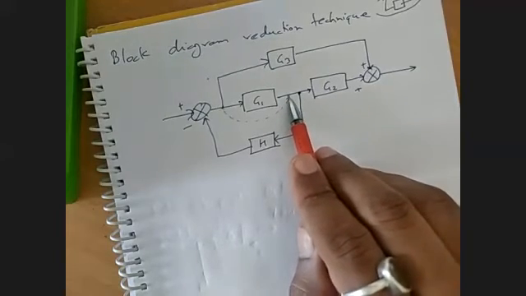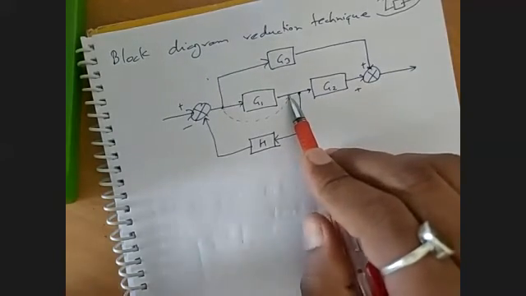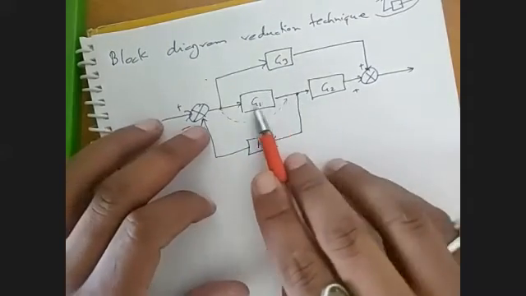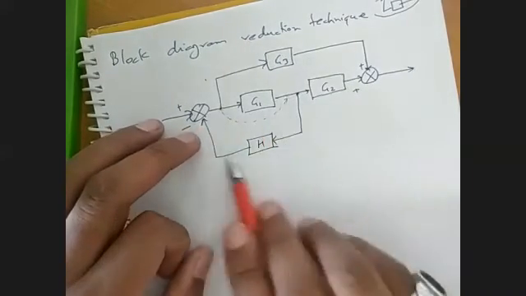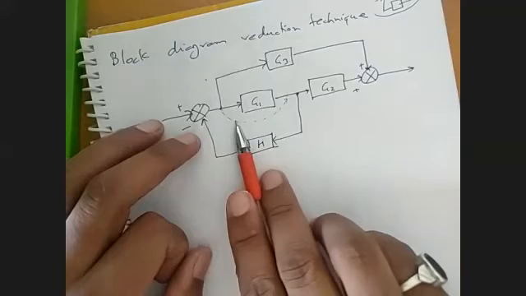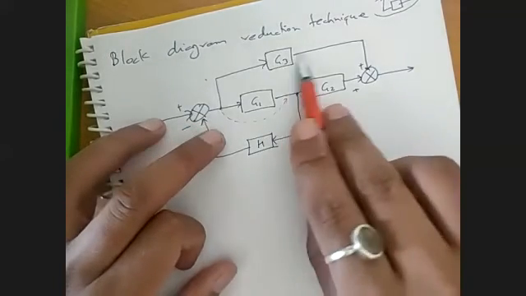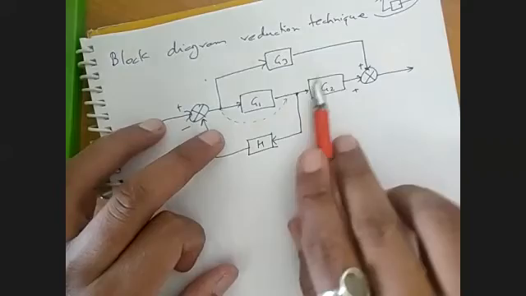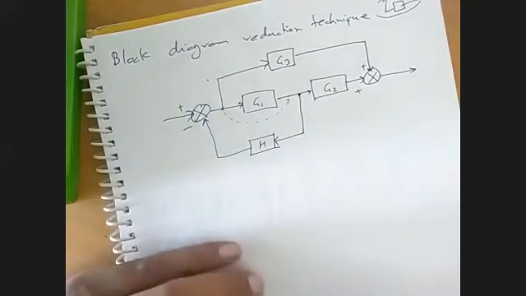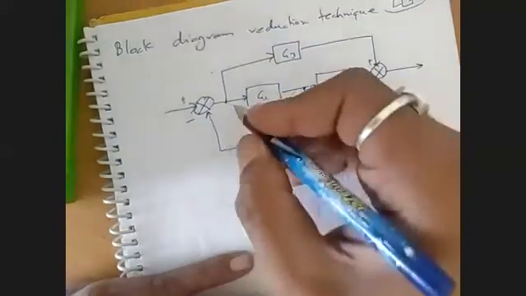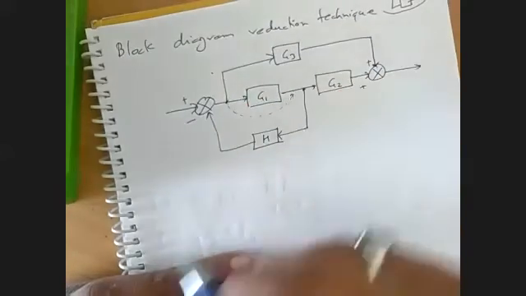So whenever we shift this point, we have to analyze what will happen. When we shift this, this will become a basic diagram which can be reduced. And then this will also be a basic diagram which can be reduced, and that will become your solution. So we will be shifting this takeoff point from this point to this point.